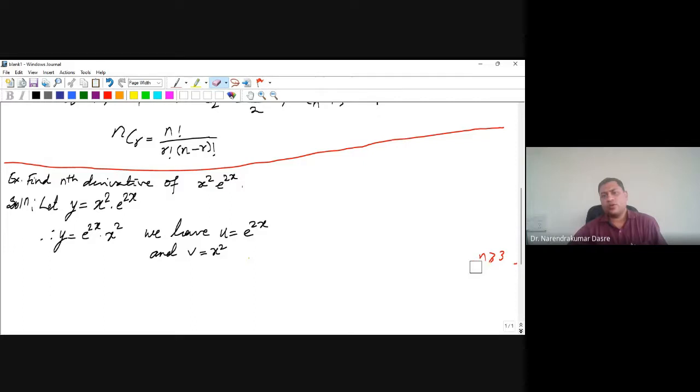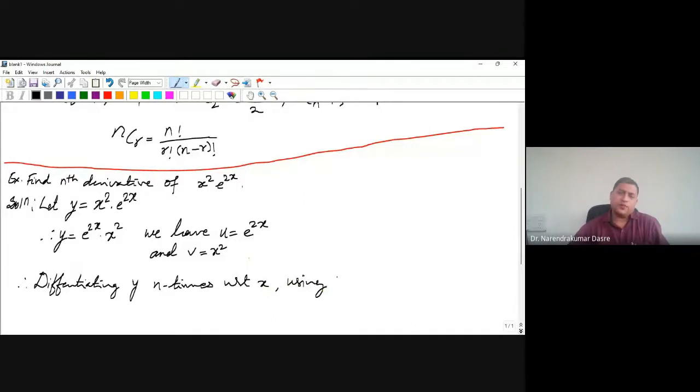Okay, so we have now got u and v. Once we know u and v, we are able to find the nth derivative. So we can write directly: differentiating y n times with respect to x using the Leibniz theorem. Up to now, when we differentiated, we did not say that we are using the Leibniz rule, but here it is a product, and if we want the nth derivative of a product, we have only one rule supporting us, and that's Leibniz, so we have to mention that we are using the Leibniz rule.